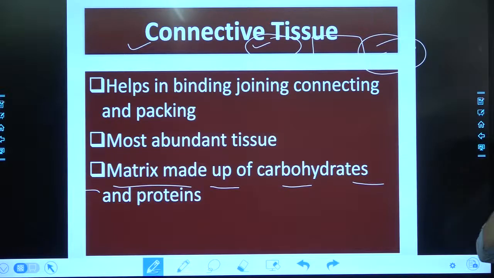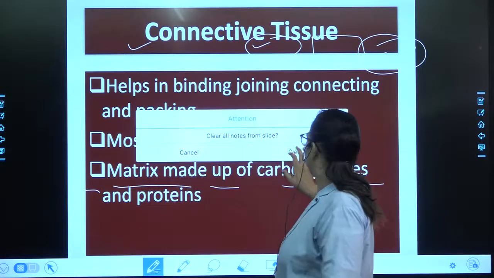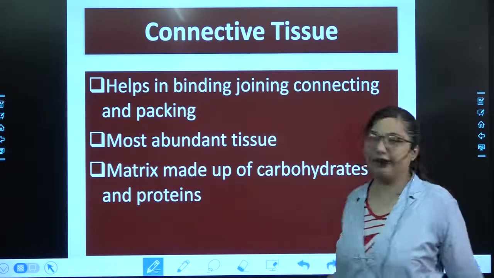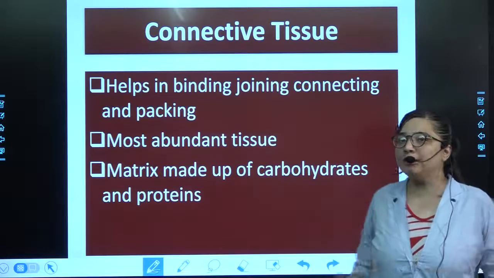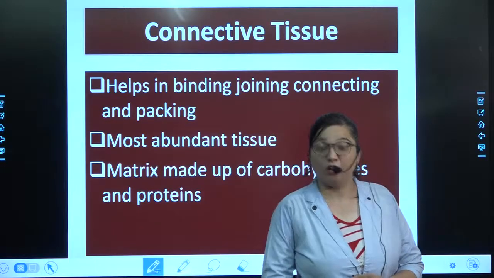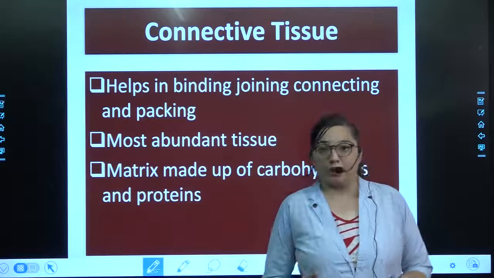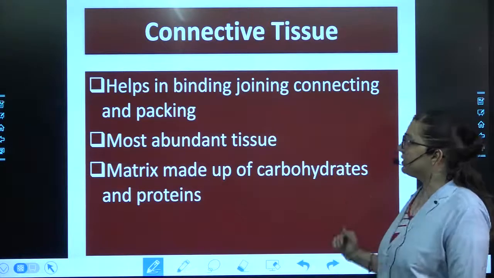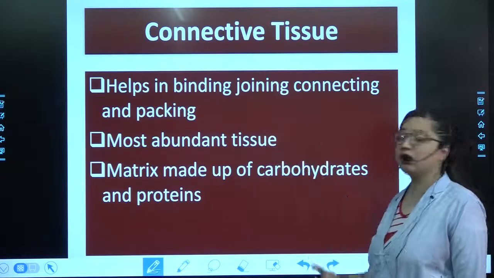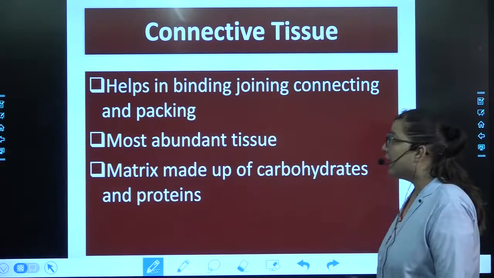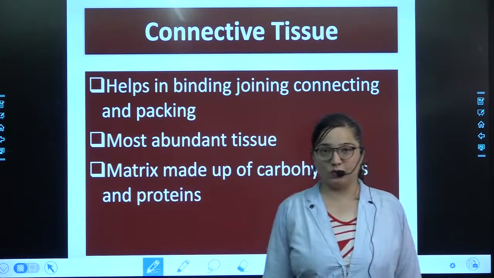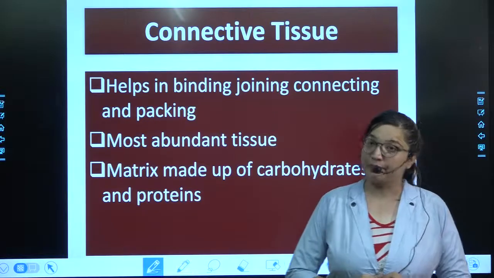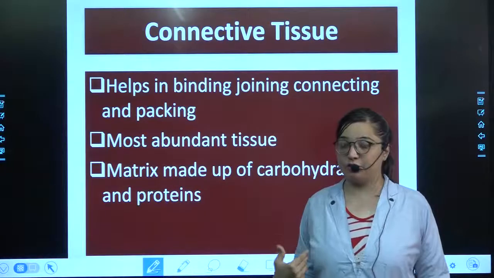So that was about the whole of the animal tissue. And now we are going to study about the connective tissue. Alright, what is the meaning of the word connective? Connecting means what? Joining. Alright, so here it is the connective tissue. What does it help? It helps in binding, joining and packaging. It is the most abundant tissue, the tissue that is found in maximum proportion in the body. It is which tissue? Connective tissue.